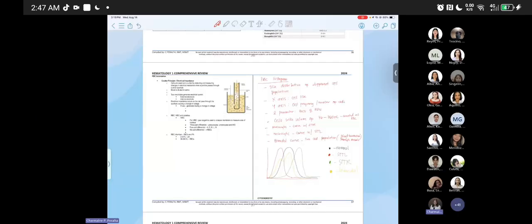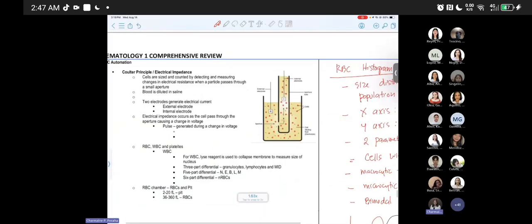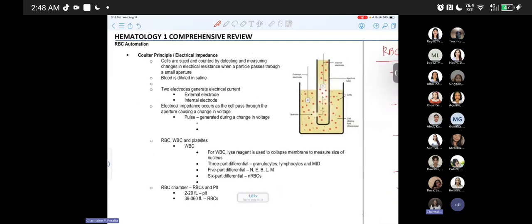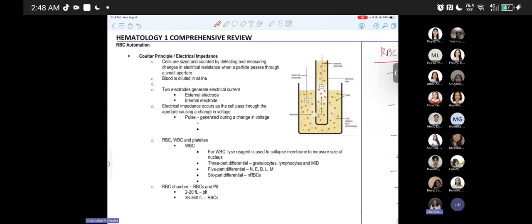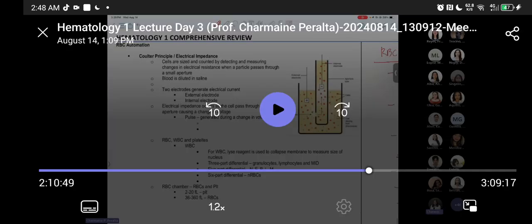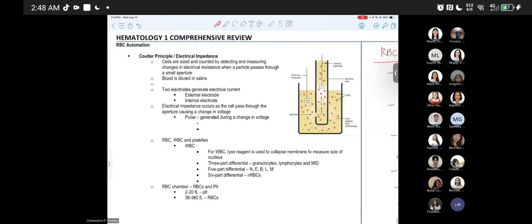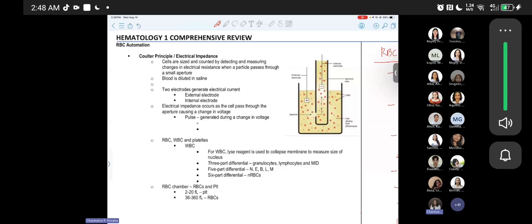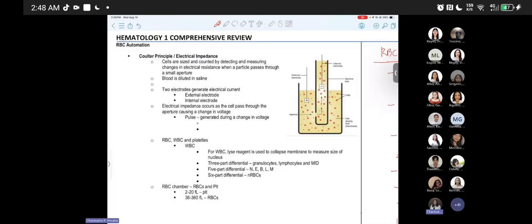Sa RBC automation, we have the Coulter principle or electric impedance. Ito yung most common na ginagamit. So ito yung principle ng machine na ginagamit natin sa mga hospitals. So, di ba, sa CBC, we have RBC count, WBC count, platelet count, and then WBC differential count.